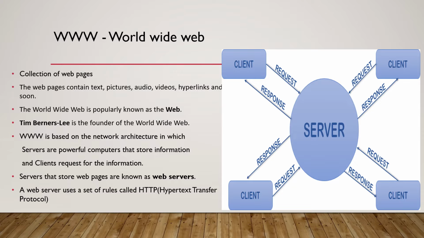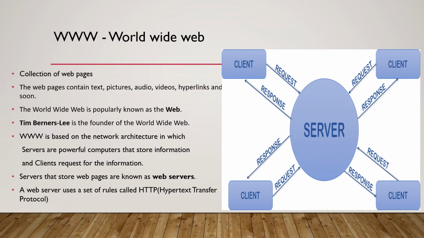Now, one more thing is this www is based on some network architecture. You can see here in front of you, there is an architecture. This is network architecture in which there is a very powerful computer which is known as server, right? And all the rest of the computers are the clients which request something from the server, and then the server responds according to the request of the client, right?